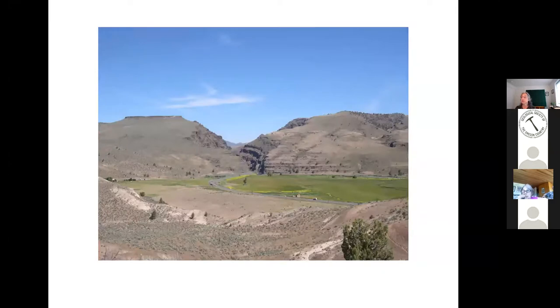Another place, this is Picture Gorge, where the John Day River goes right through here and exposes all the rocks. You can see the layering and the stratigraphy of the area. I'm looking at a lava flow up here. This is actually the Rattlesnake Formation, capping off this whole hill and protecting it. Let's go to another one.